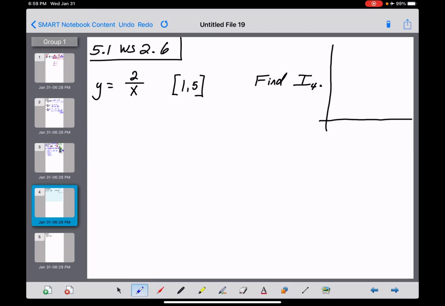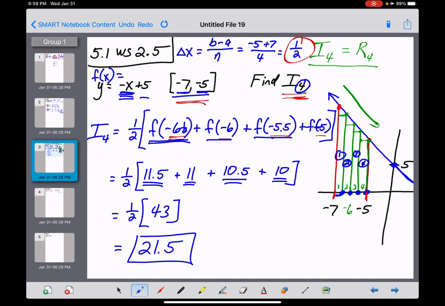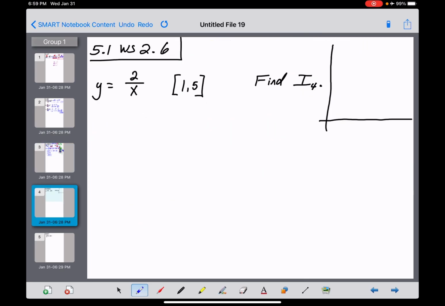Okay, on the 5.1 worksheet 2, problem number 6, I just got done making the video for problem number 5. If you haven't watched this one yet, you might want to, guys, because these two problems have the same boring thing, in my opinion. They're both strictly decreasing functions.